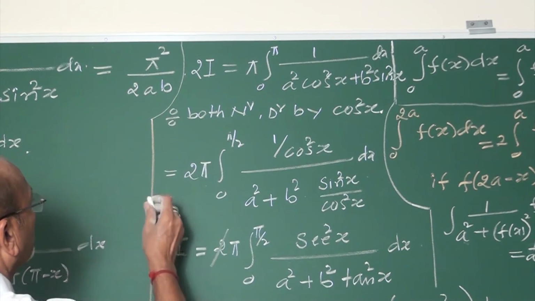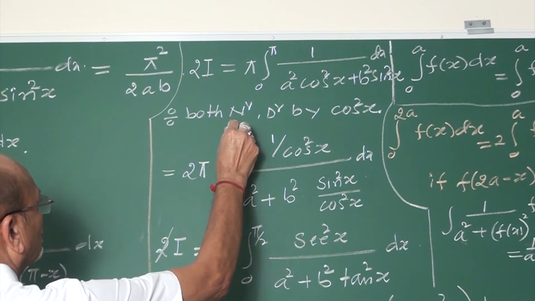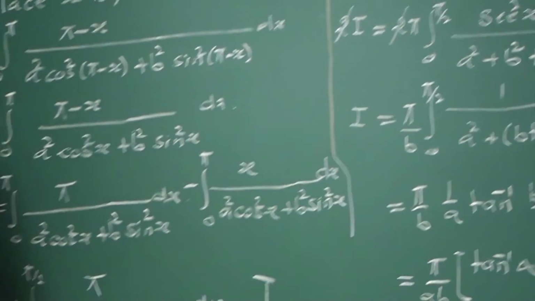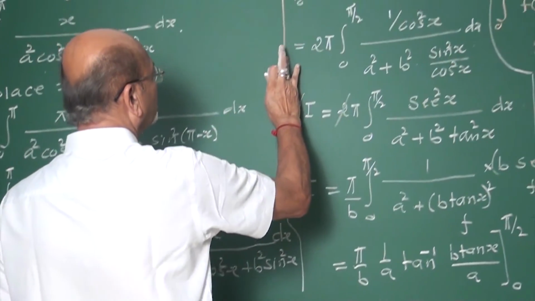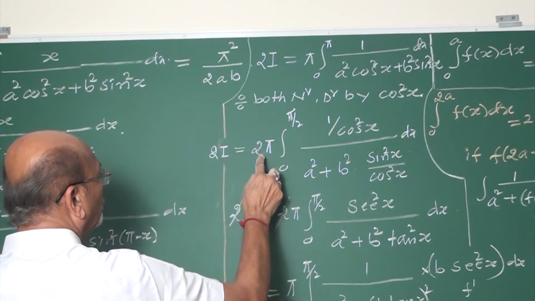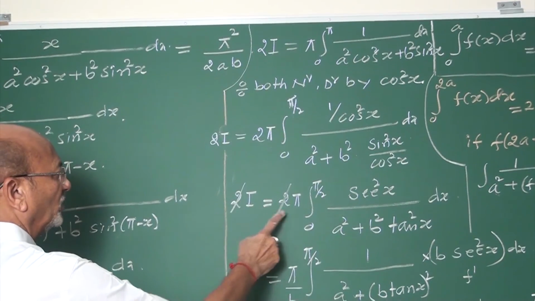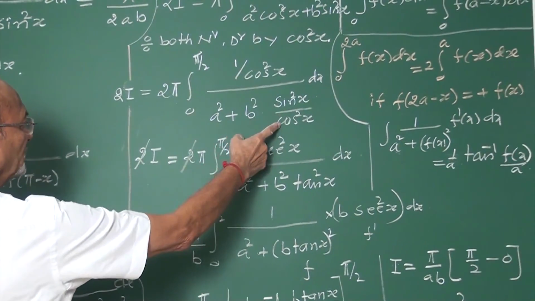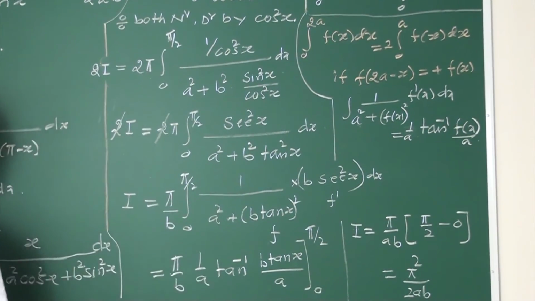Yes, my friend. This is 2 pi. And I plus I is 2i. Therefore, 2i equal to 2 pi. That 2 is cancelled. I equal to pi into, 1 upon cos square is sec square, sin square upon cos square is tan square. Evaluation of this integral.